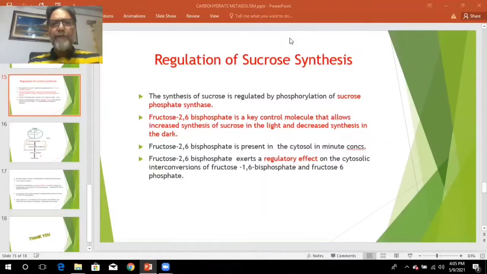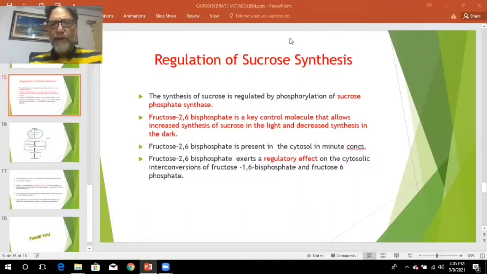How is it regulated? Synthesis of sucrose is regulated by phosphorylation of sucrose phosphate synthase. And there is another molecule called fructose 2,6-bisphosphate, which acts as a key control molecule that allows increased synthesis of sucrose in the light and decreases synthesis in the dark. Fructose 2,6-bisphosphate is present in the cytosol. You should not confuse fructose 2,6-bisphosphate with fructose 1,6-bisphosphate. These are two different molecules.